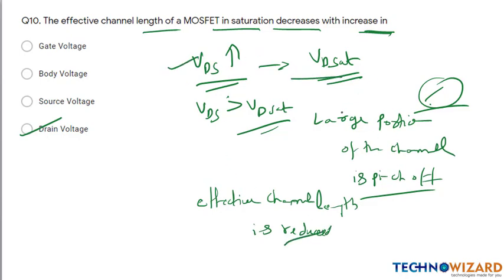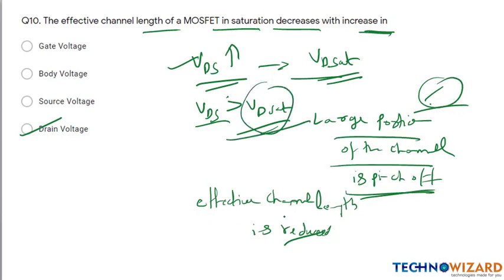We have seen the inversion layer charge at the drain end become zero, and some portion at the drain end of the channel is pinching off. When VDS is greater than VD saturation, a large portion of the channel is pinched off. That is, the effective channel length is reduced. That is, drain voltage is the correct answer.